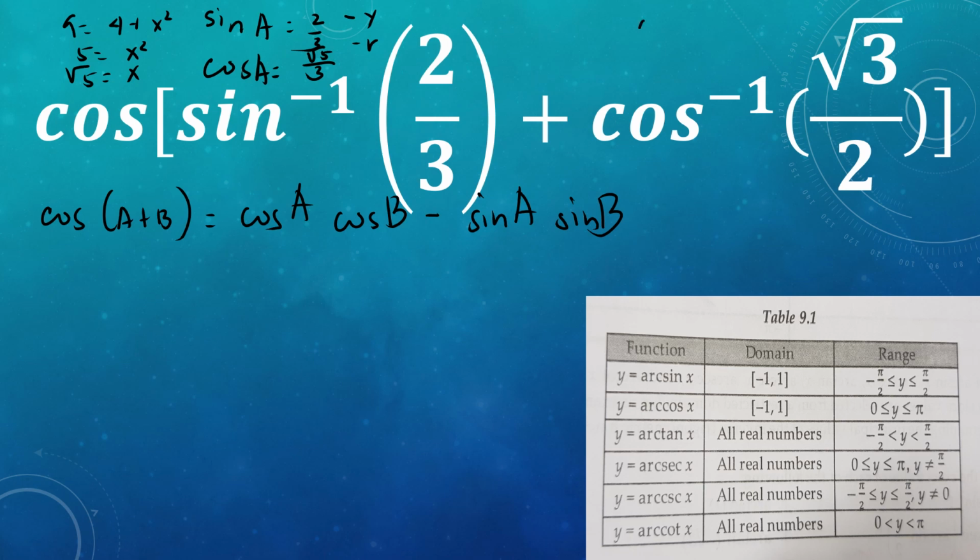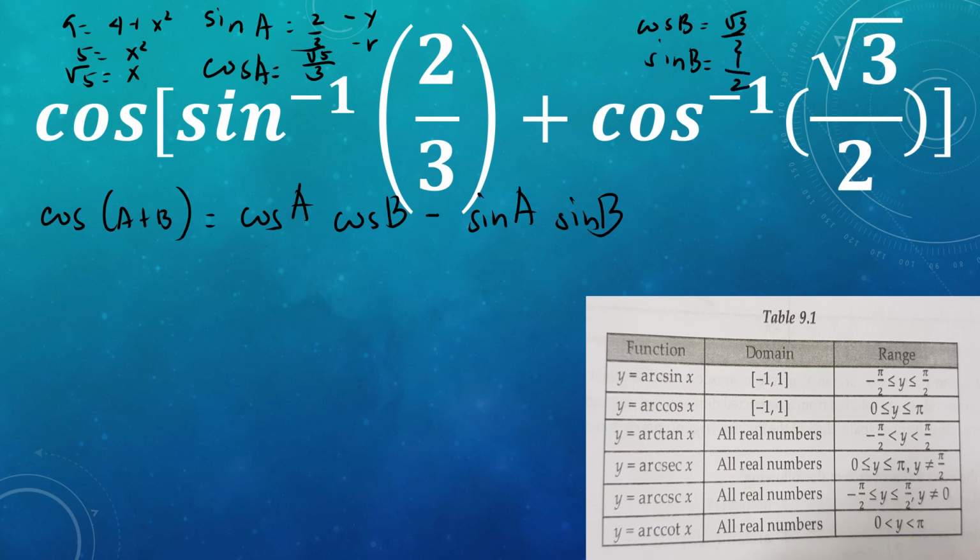For this one, cos B is equal to square root of 3 over 2. So we need to find sine B. Again, to find sine B for this one, x is equal to square root of 3 and r is equal to 2. Using r squared equals x squared plus y squared, we have the value of y, which is equal to 1. So therefore, it will be 1 over 2.